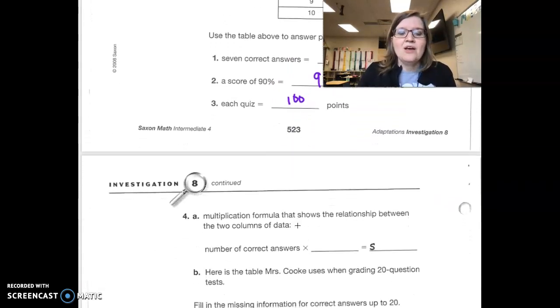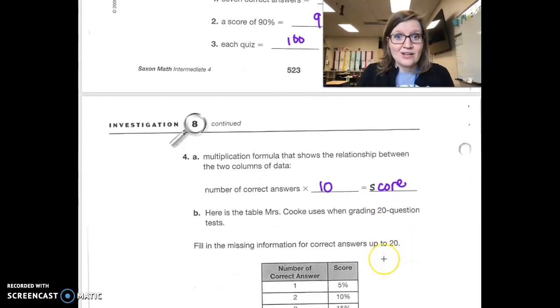Our next theme, there is a multiplication formula for this table. A multiplication formula shows the relationship between 2 columns of data. So we have the number of correct answers and we multiply it in this situation by 10 and it gives us our score.